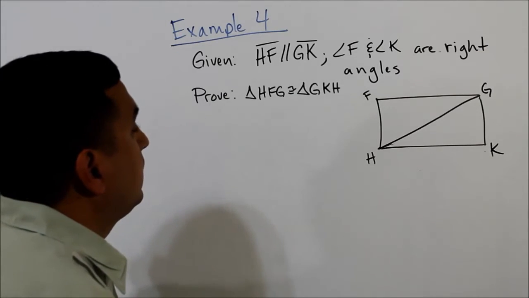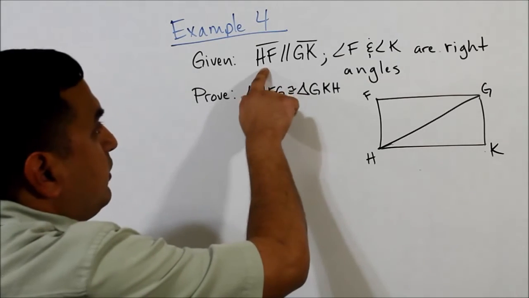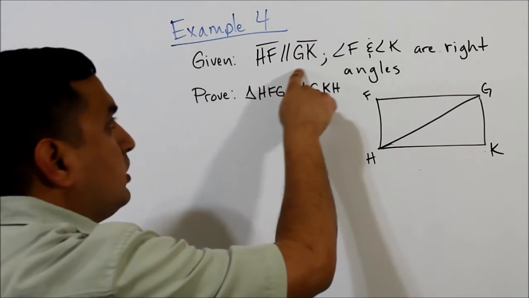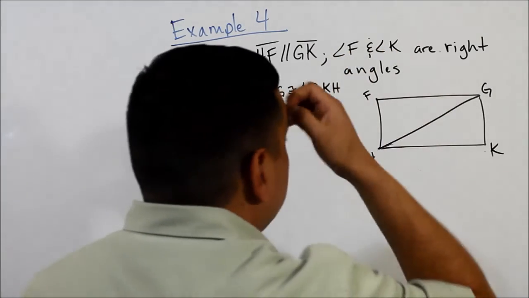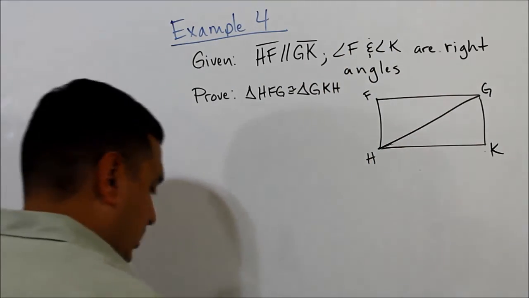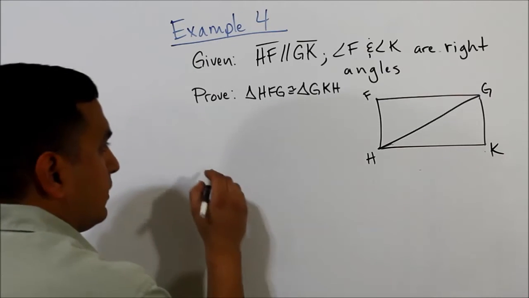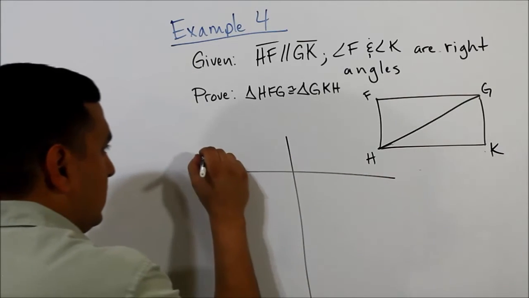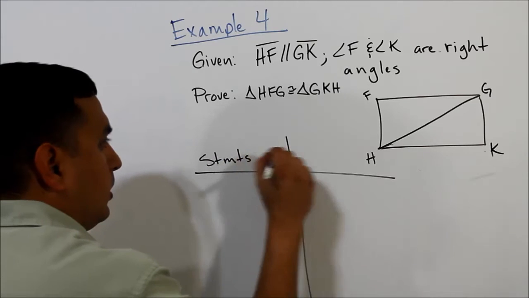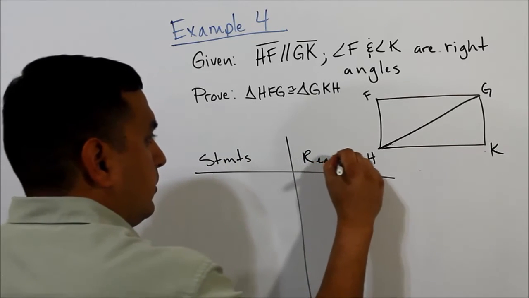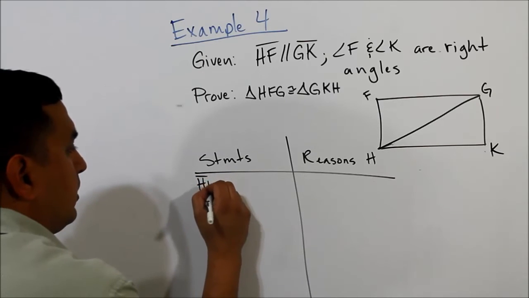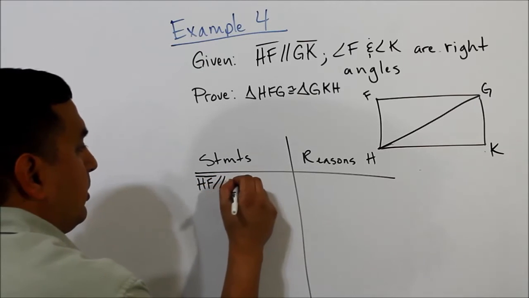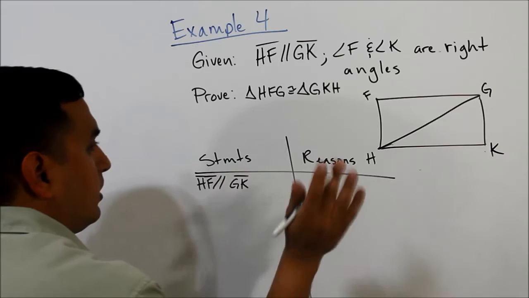Alright, example 4. Given that segment HF is parallel to segment GK, and angle F and angle K are right angles, we want to show that these two triangles here are congruent. So let's go ahead and start with our statements and reasons columns, a two-column proof. We want to start with our given, so I know segment HF is parallel to segment GK.